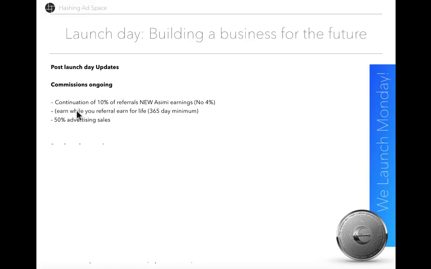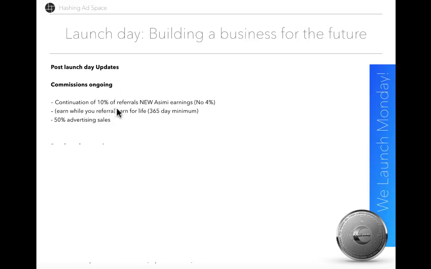What that means is that you will earn while your referral earns for life. So as long as your referral is minting and they are earning new Asimi tokens while they're minting, you are going to get a commission based on that. That is massive news, and it means that you are likely to not only get more commissions per member that mints with us, but it is going to be ongoing. It's going to be a residual income coming in, day in, day out.